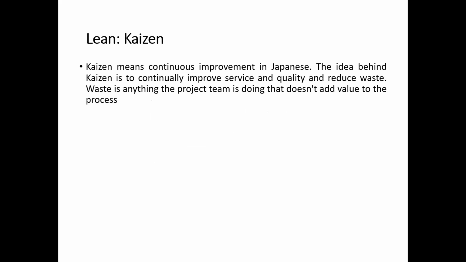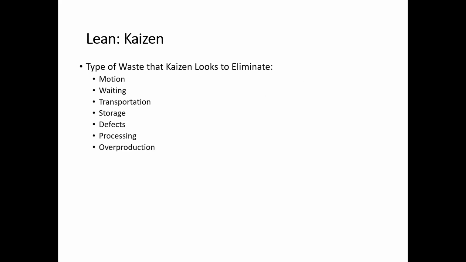So then we have Lean Kaizen. Kaizen means continuous improvement in Japanese. So this word is used for continuous improvement. The idea behind Kaizen is to continually improve service and quality and reduce waste. Waste is anything the project team is doing that does not add value to the process. So again we work to reduce waste and we work for continuous improvement.